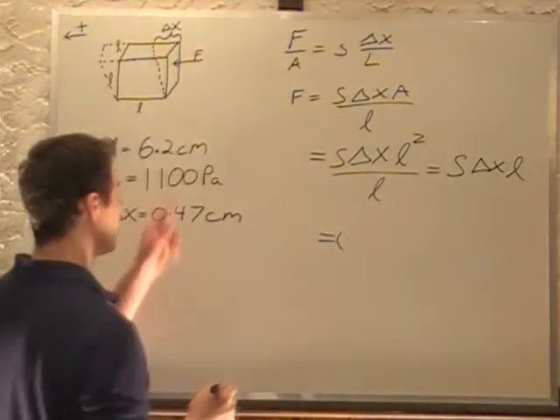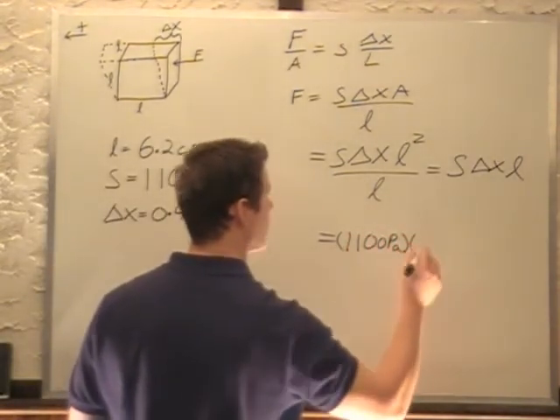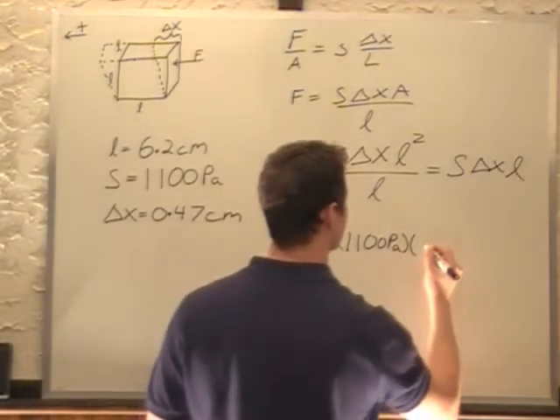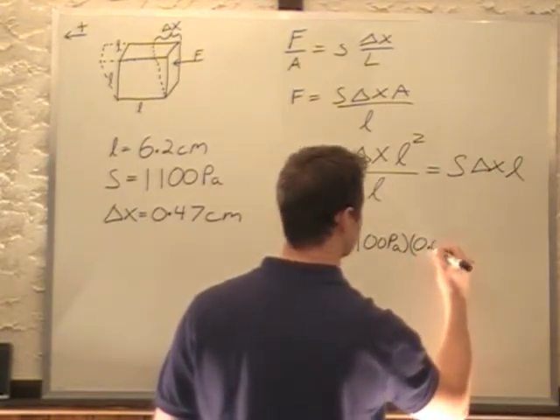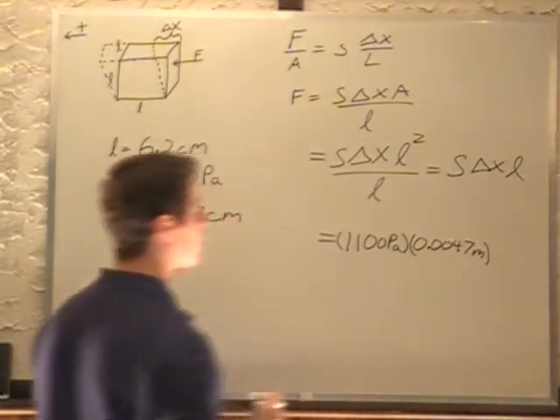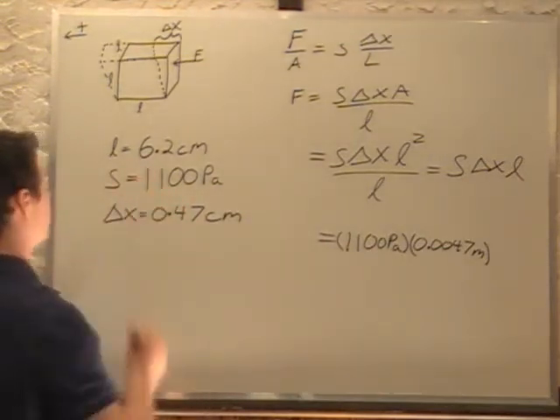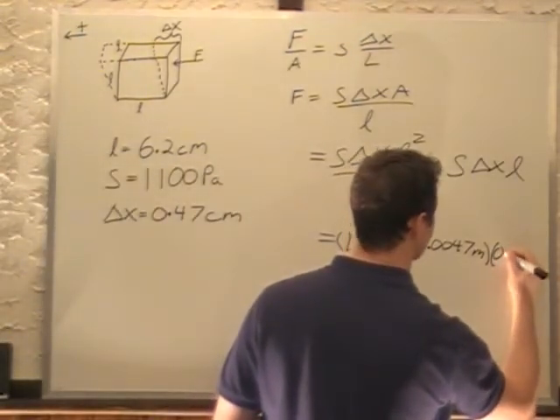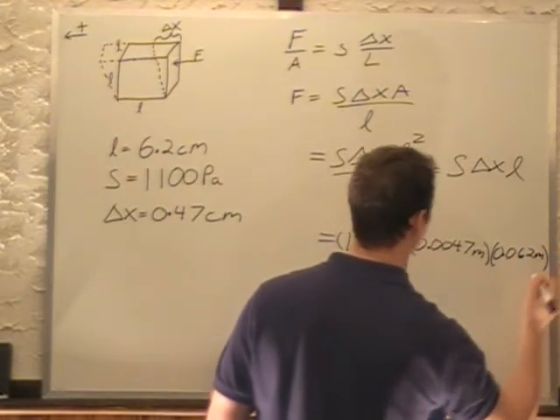S, 1100 pascals. Delta X is 0.47 centimeters. So let's write that in meters, which is 0.0047 meters. We move the decimal place 2 over to get to meters. And our length is 6.2 centimeters. Again, write that in meters. So we get 0.062 meters.